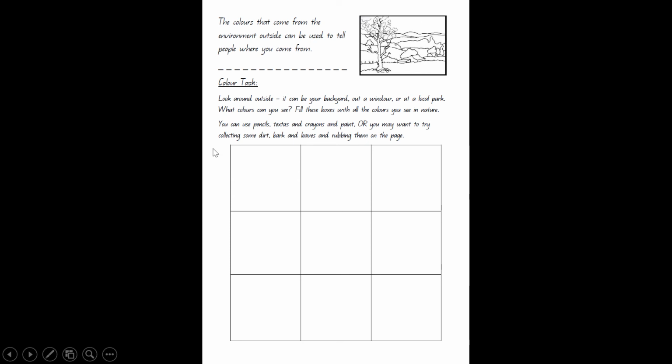You could use pencils and textas or crayons or paint, whatever you've got at home. Or you can also try collecting some things like some dirt, some bark, some leaves, and rubbing them on the page too, and have a go and see what that's like. It's a really good idea to experiment with different materials. That could be things you traditionally use that you have in your home already, or things that already exist in the environment. So let me know if you have a go with some different things, and let me know if it turns out or if it doesn't. It might not work, and that's okay.